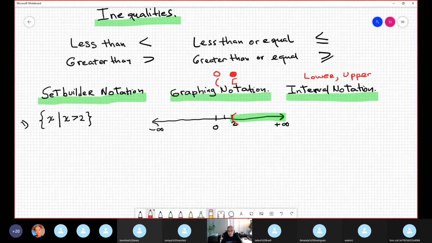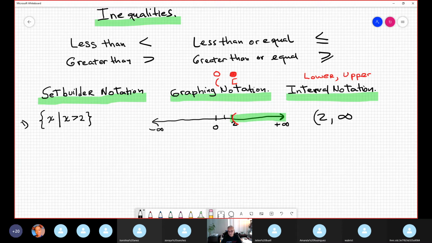And I don't know if we have parentheses or bracket. In this case, look, what is the lower? The lower is 2. 2 is lower. Comma, infinity is the upper. Infinity, remember, is no number. It's a symbolic way to indicate that this line continues forever to the right part.